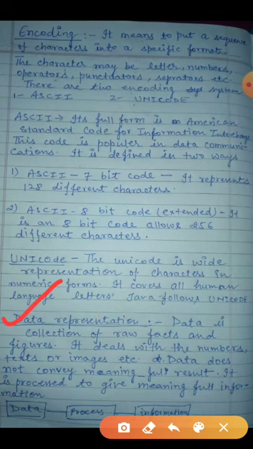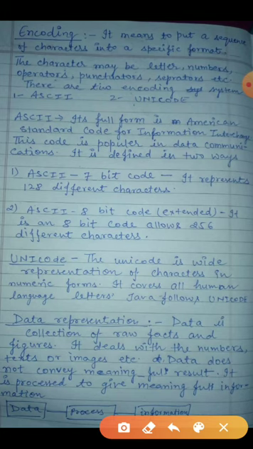Now the next topic, data representation. What is the meaning of data representation? An important question is, what is the meaning of data? Please pay attention. Data is a collection of raw facts and figures. Raw facts means numbers like 1, 2, 3, 4, 5, and figures means images. It deals with numbers, text, images, etc. Data does not convey meaning.